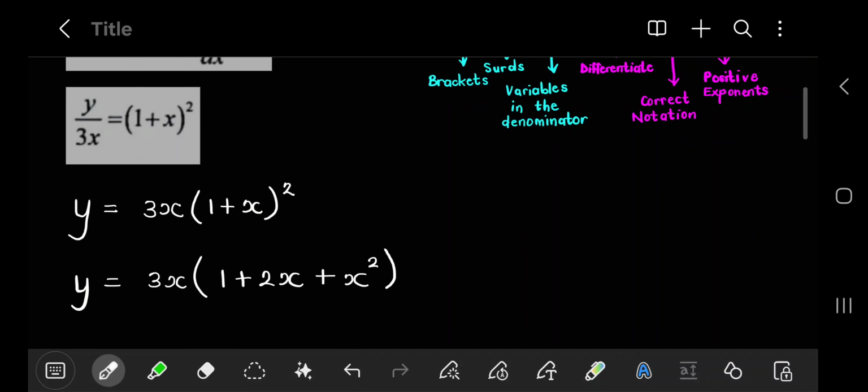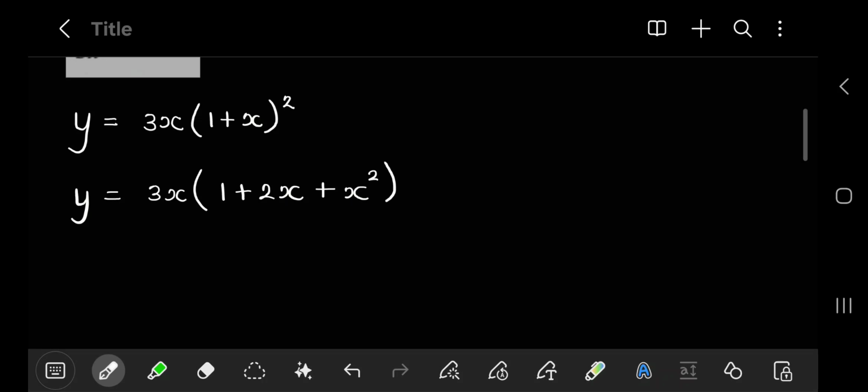Now, looking at this, we still have brackets, so we are still on the first step. So you only move on to the second step with surds once you have gotten rid of all the brackets completely. So we still have brackets. What we're now going to do to get rid of the bracket is take that 3x and multiply into the bracket with all 3 terms. 3x times 1 is 3x. 3x times positive 2x is positive 6x squared, and 3x times positive x squared is positive 3x cubed.